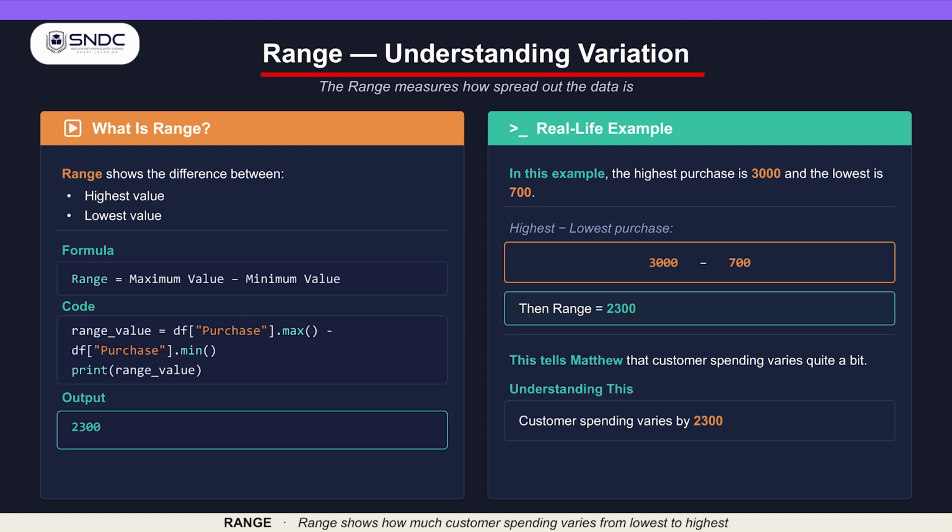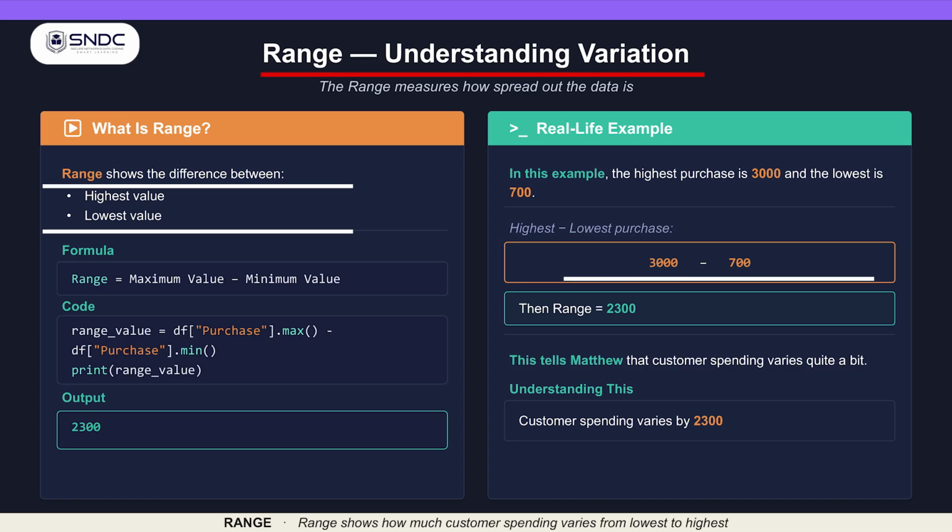Range, understanding variation. The range measures how spread out the data is. It's calculated by subtracting the smallest value from the largest value. In our dataset, the highest purchase is 3,000 and the lowest is 700. The range is 2,300. This tells Matthew that customer spending varies quite a bit.